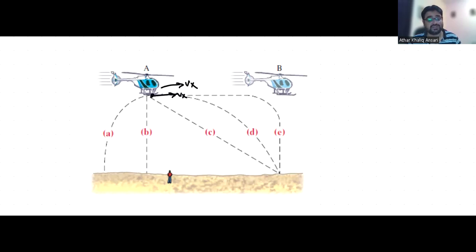So what will happen initially? Vy is 0. But after some time, this Vy will increase, and Vx remains the same. At some other point, Vy continues to increase, and Vx remains the same. So this will follow the parabolic path mentioned in D, not C, not E, not A or B. This is because the horizontal velocity is the same. This is what we call the projectile.